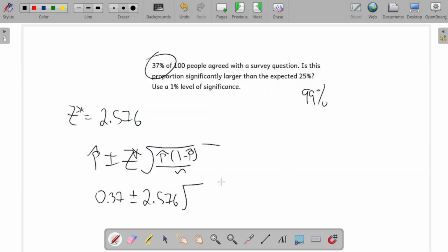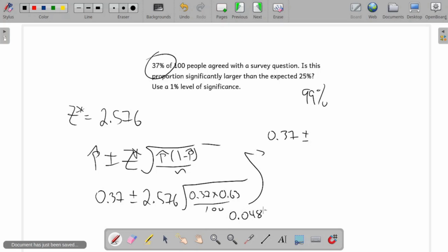Now we have to compute this. We're using the p hat value this time, so this will be 0.37 times 1 minus that, which is 0.63, divided by 100. So what do we get? We get 0.37, and we're going to add and subtract the margin of error. So let's compute that now. The square root value, by the way, is 0.0483 when we round that.